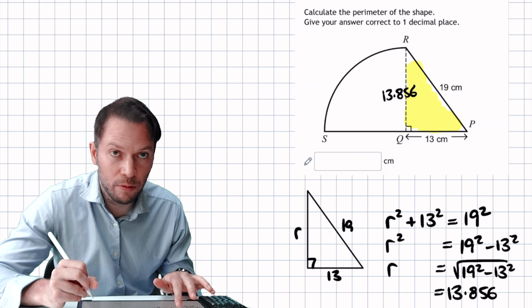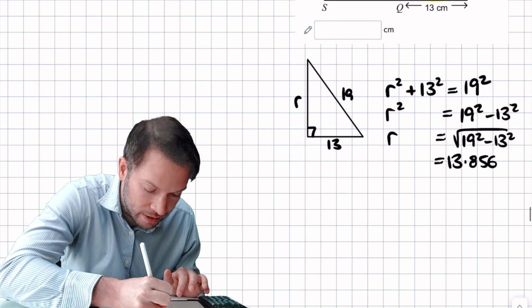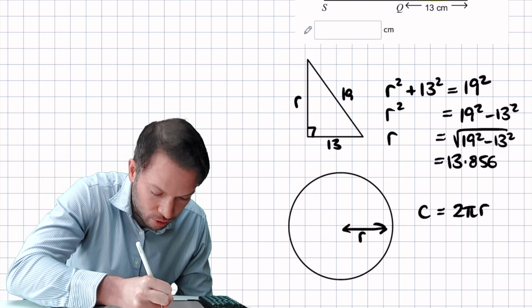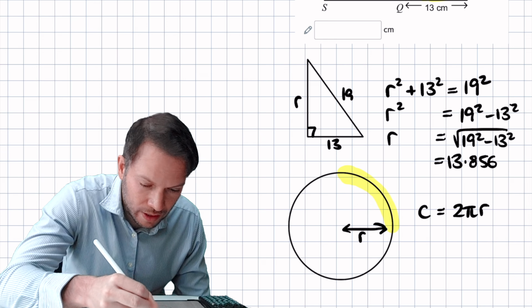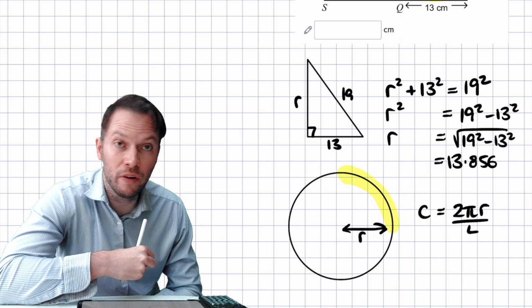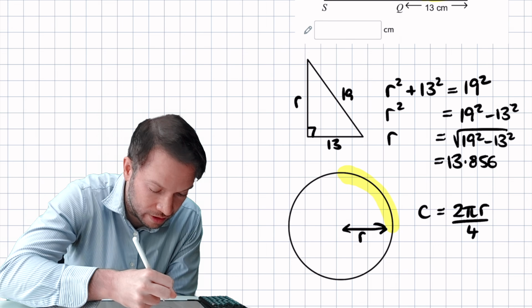Now, let's remind ourselves how we find the circumference of a circle. If we had all the way around a circle, like this, if you had the radius of that circle, then the circumference of the circle is going to be 2 times pi times the radius, 2 pi r. Yep. But if we only want just a quarter of the circle, then what we need to do is that we just need to divide that by 4, because we only want a quarter of the circumference. So this yellow arc length of the quarter circle is 2 pi r divided by 4.